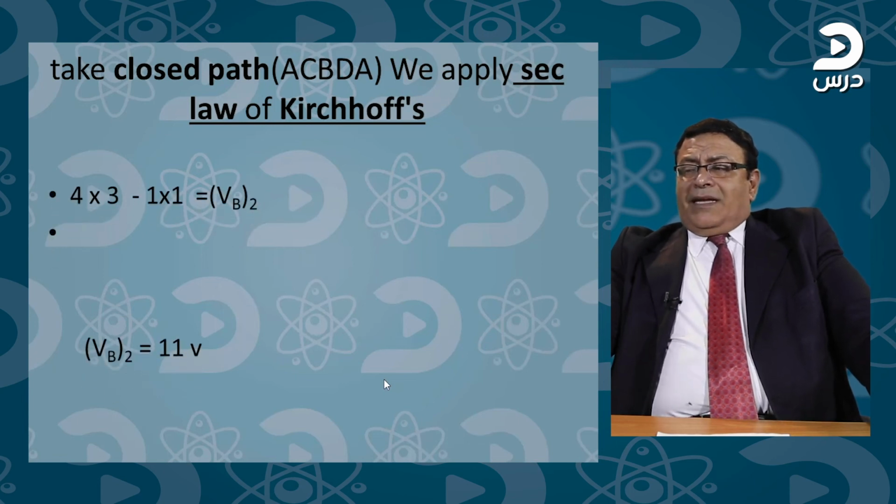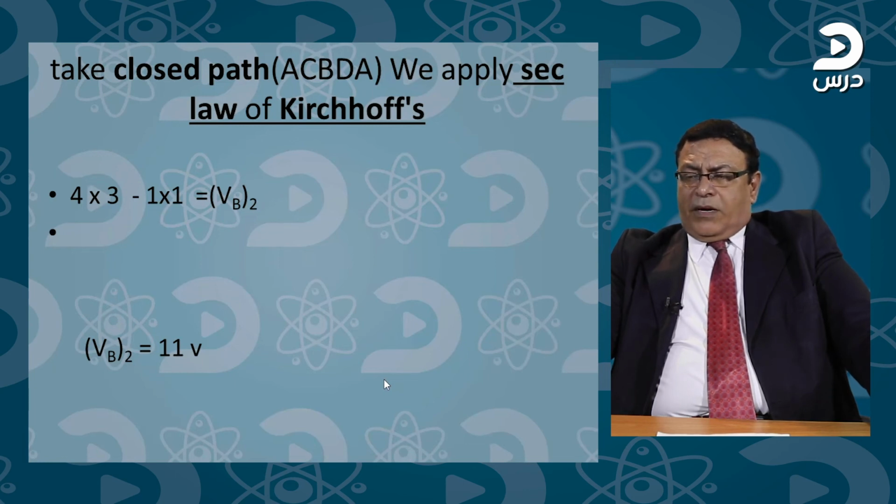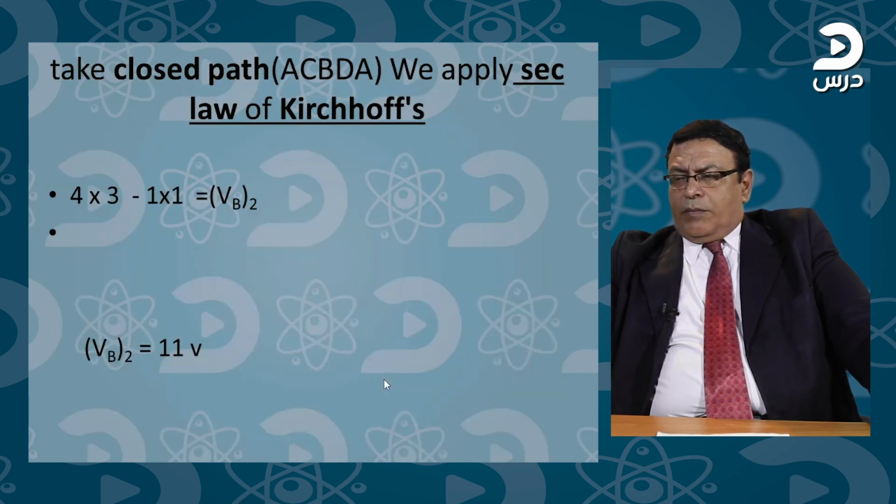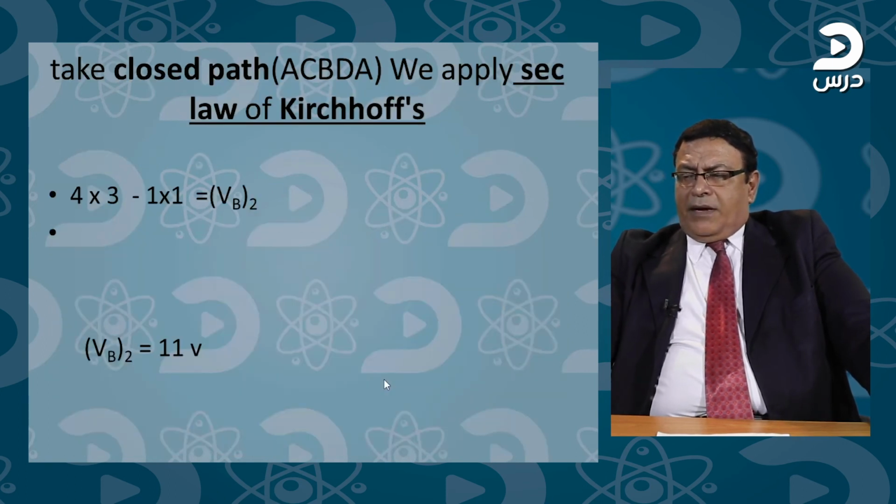Taking close path A, C, B, D, A, we apply second law of Kirchhoff. 4 multiply 3 minus 1 multiply 1 equal VB2. So the VB2 equal 11 volt.